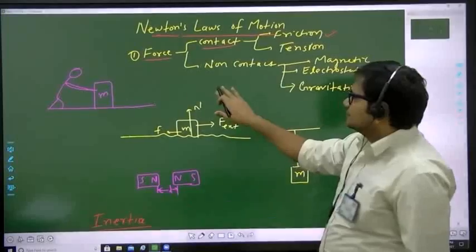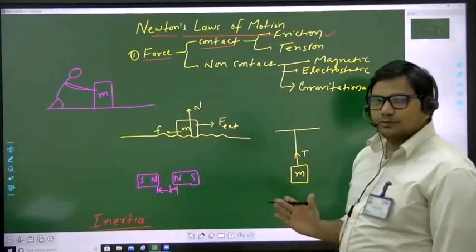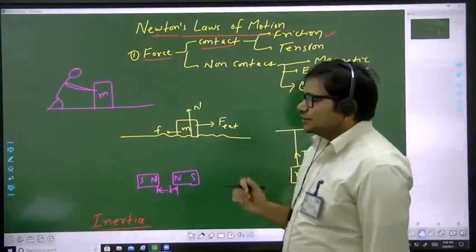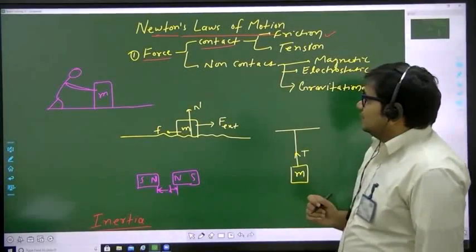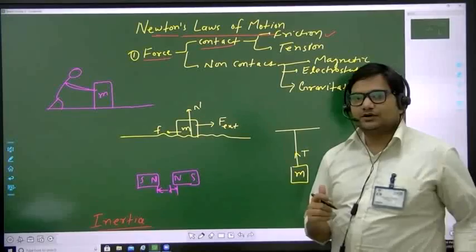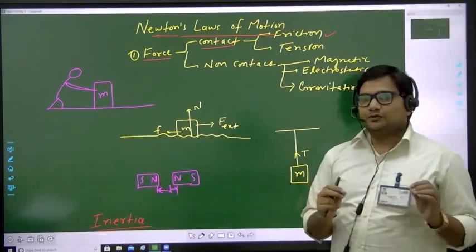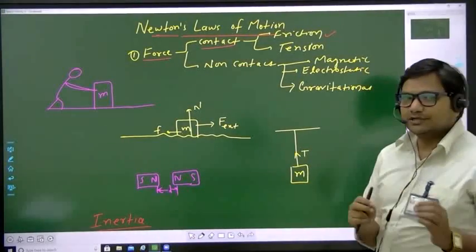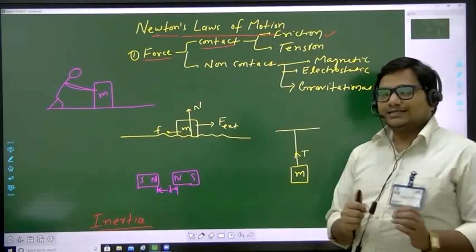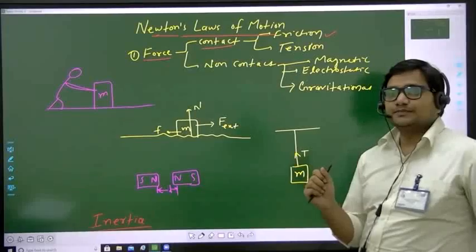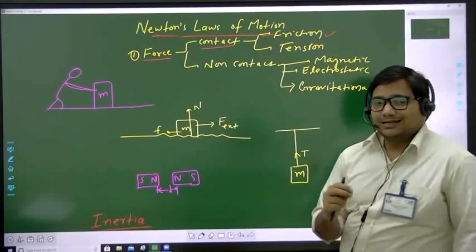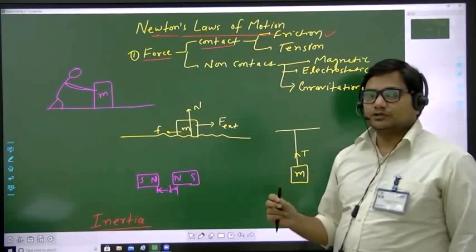First one is force. So what is force? Force is a kind of push or pull which changes or tries to change the state of any object. So there are two kinds of state of any object: state of rest or state of motion. If any object does not change its position with the passage of time, then it is said to be in a state of rest. And if it is changing its position with the passage of time, then it is said to be in a state of motion.